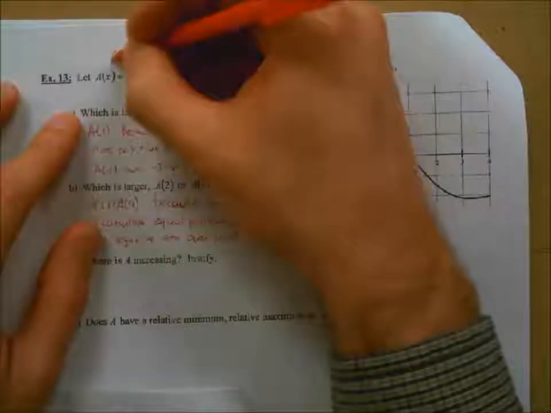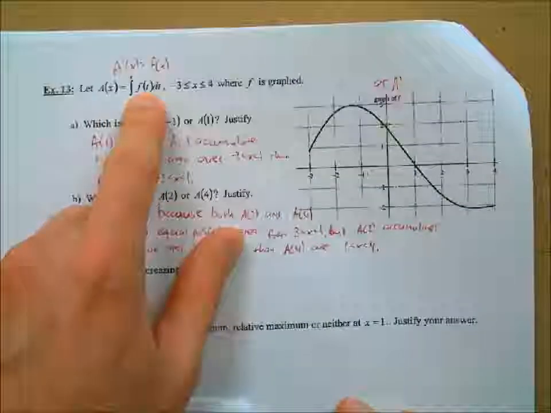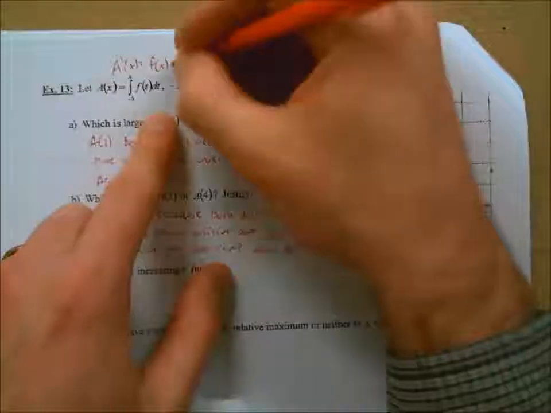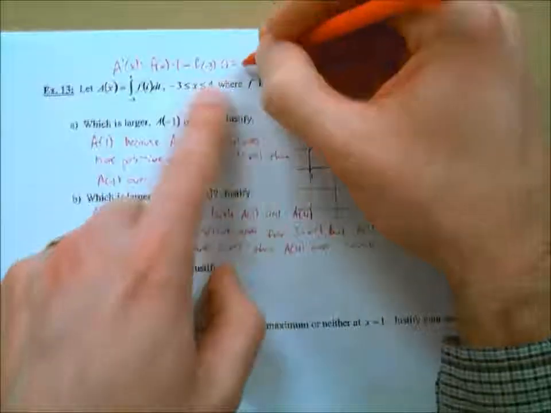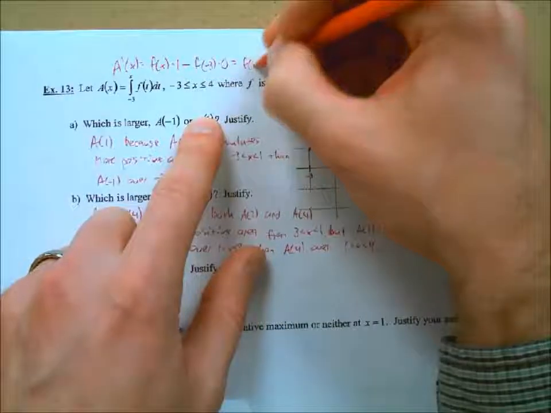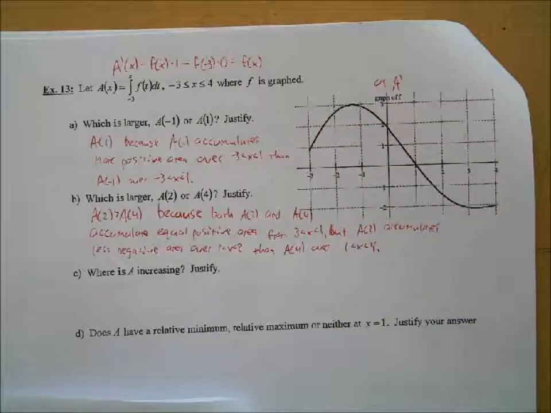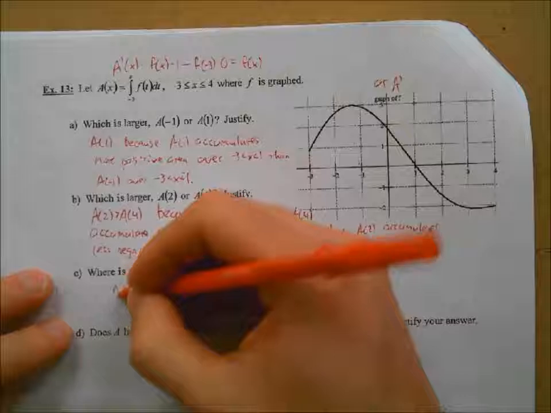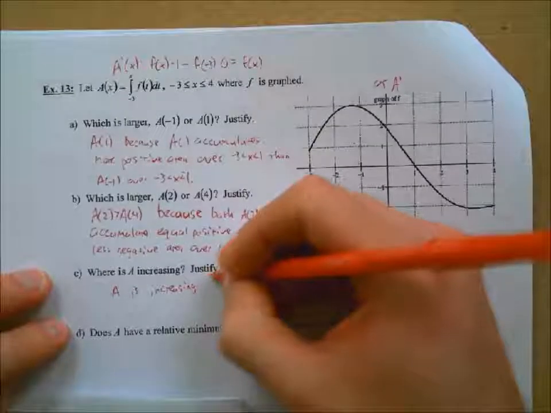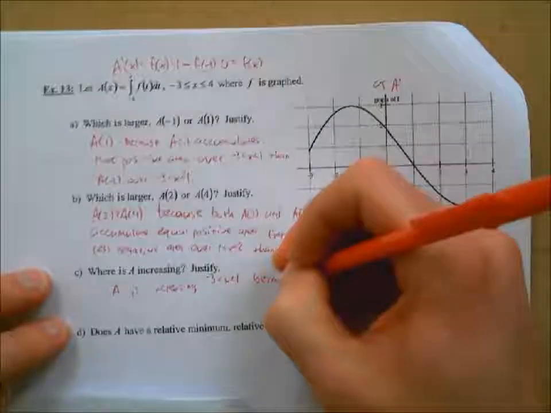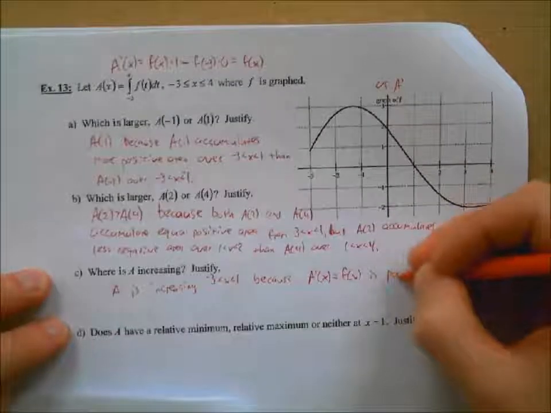A prime of x is f of x, right? Because you're going to plug the x in there, f of x, multiplied by the derivative of x, which is 1. I guess I could do it this way. And then minus f of negative 3, but times 0, right? That's that second fundamental theorem of calculus. So A prime of x is really just f of x. According to this graph here, where will A be increasing? From negative 3 to 1. And so I'm going to say A is increasing for negative 3 less than x less than 1 because A prime of x, which is equal to lowercase f of x, is positive on this interval.